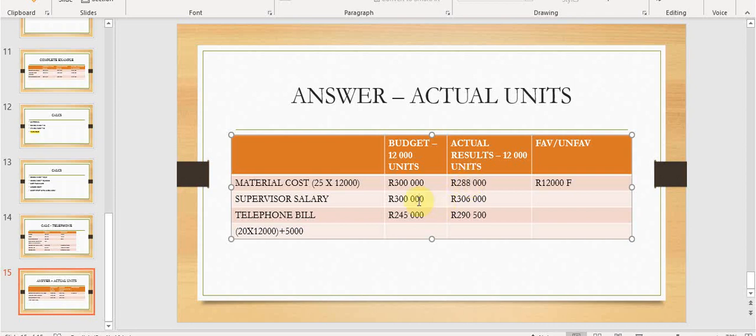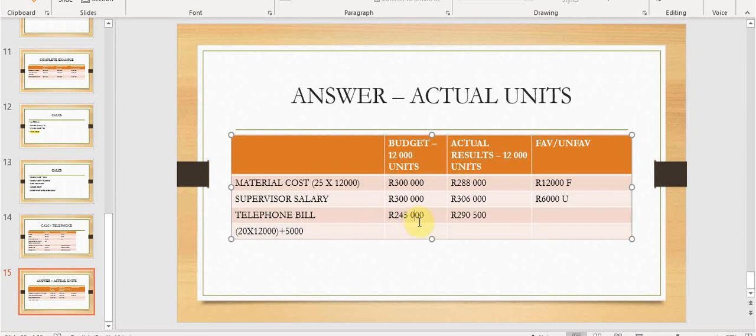If I look at the salary of the supervisor, the budget allowed me to spend 300,000. What did I really spend? 306. I overspent in real life by 6,000 and this is unfavorable. I should not be overspending or spending more money than the budget allows.